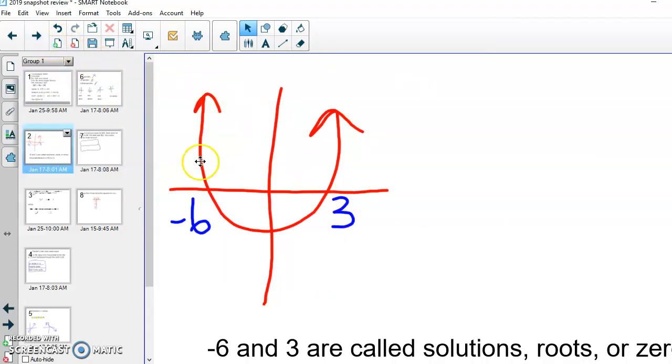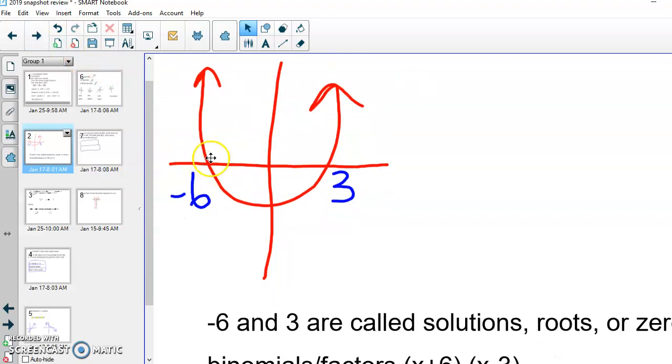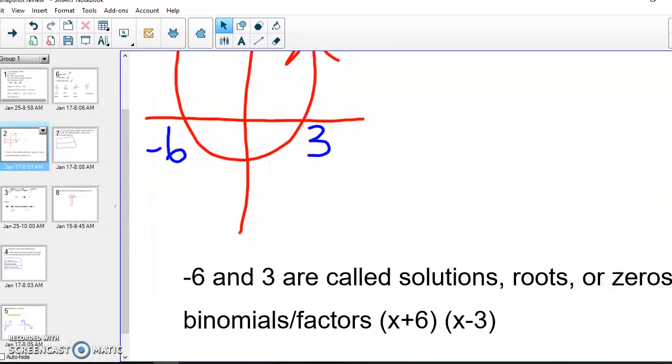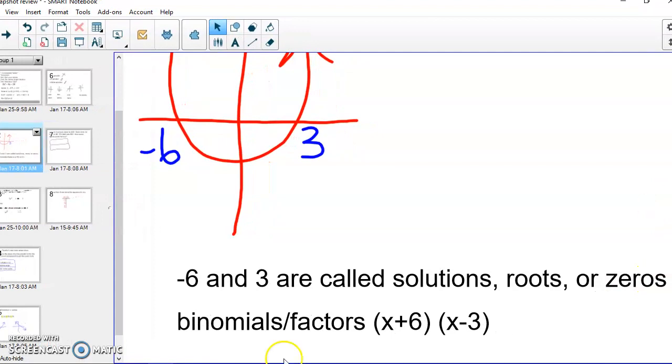So when I'm looking at Desmos and at my graph, I see that my solutions, my roots, my zeros, on here are negative 6 and 3. So negative 6 and 3 are called my solutions, my roots, or my zeros. Okay. And if it asks you to find the binomials or the factors, you just take the opposite. So the opposite of negative 6, I have x plus 6. The opposite of positive 3, I have x minus 3.